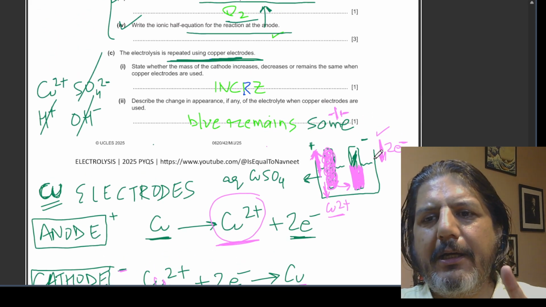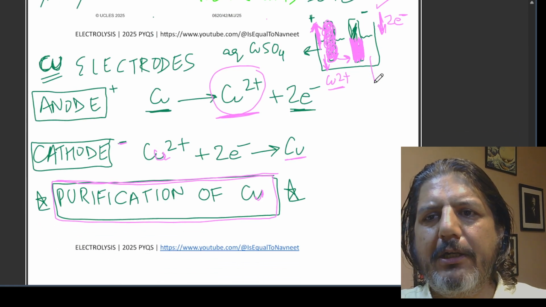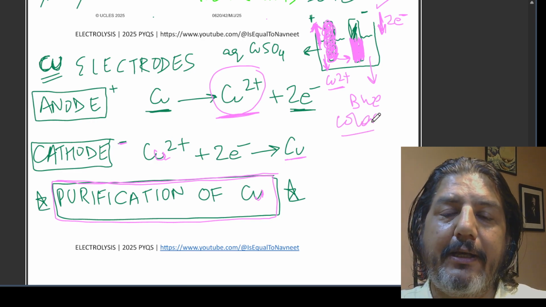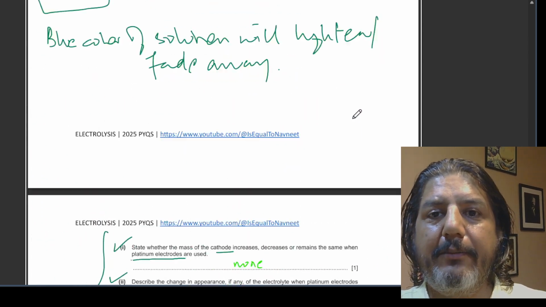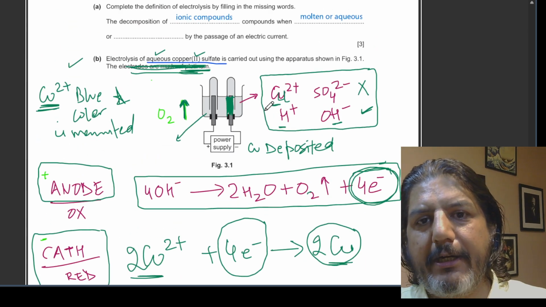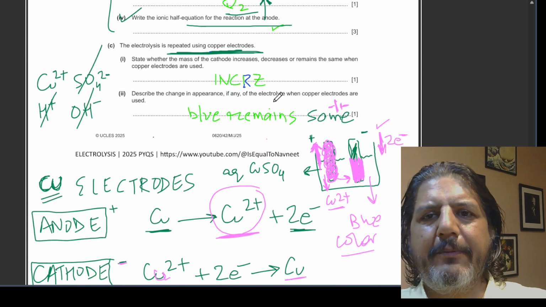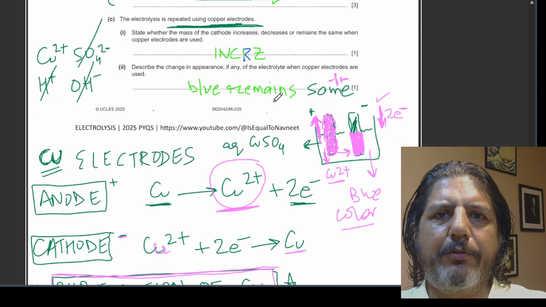So the color of the solution won't change. This blue color will remain the same. It won't get affected like it faded in the previous example where we had taken inert electrodes. Now the color will remain the same. And that is why they have asked questions like these.